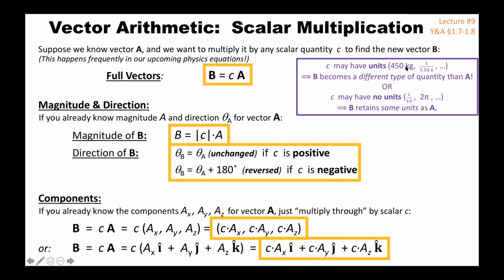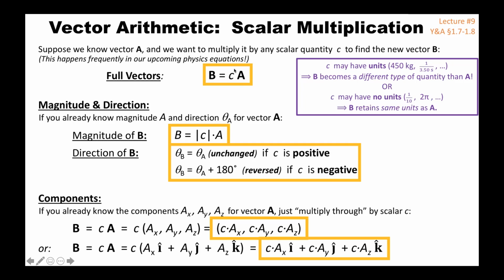And that scalar quantity could have units. So it could maybe have units of mass, or 1 over time, or 1 over mass, or time, or any other scalar quantity, okay? Energy, for example. And as a result, when we're done with that, you're going to have a new vector quantity. So we have a vector times a scalar, which gives us a new vector quantity. Now, if the scalar that we're multiplying by does have units, then what that's going to do is turn the new vector into a different type of physical quantity than the old vector.